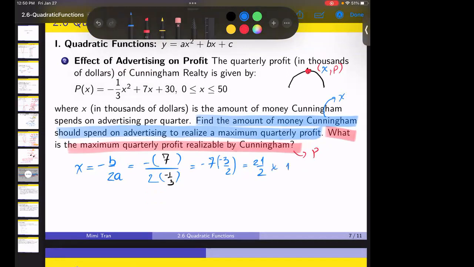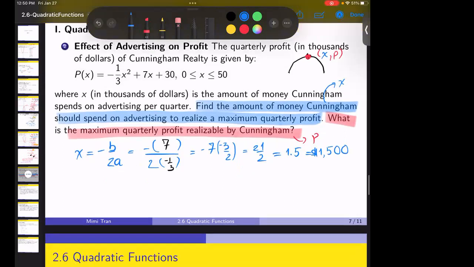2 divided by 2 is 1. 10 divided by 2 is 5. So 1.5 thousand. It should be exact, and doesn't have to be approximate. 1.5 thousand, you have to put it in thousands. So 1.5 times 1,000 is 1,500, right? So they should spend 1,500 on advertising in order to get the maximum profit. Plugging that maximum cost into the function.